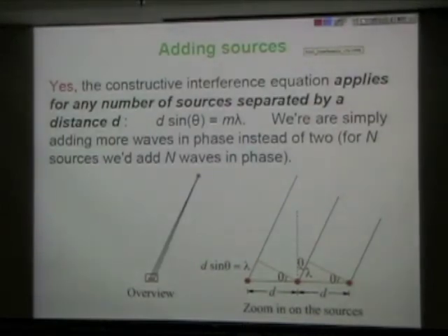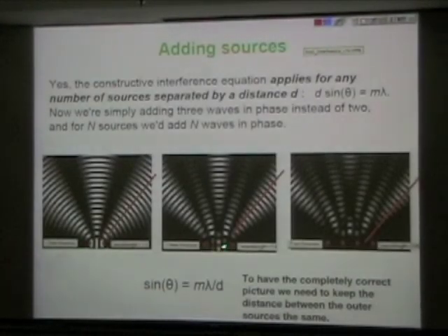Because if you're adding more and more sources, the direction for maximum stays the same. It doesn't affect the angle at which each maximum is seen on the screen. So when you're adding sources, you still can use this condition. These angles still will give you the locations for bright fringes or bright spots.